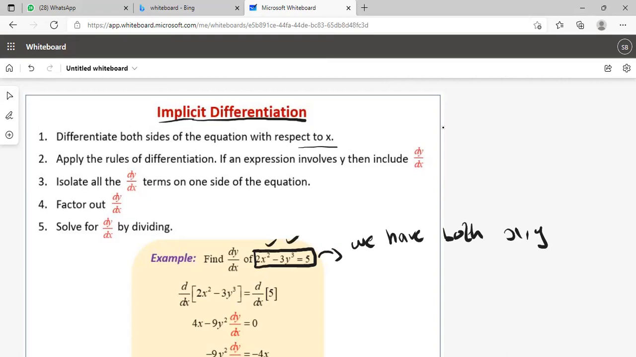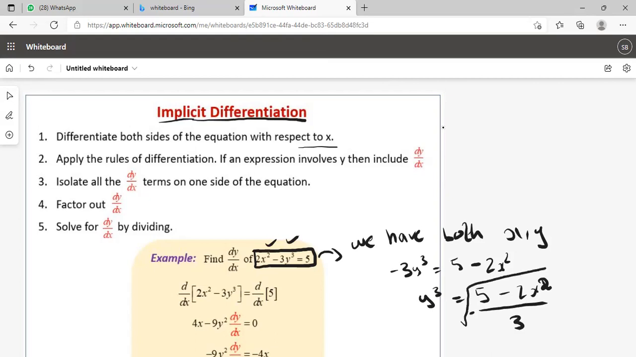We can make y the subject by simply doing: 3y cubed equals 5 minus 2x squared, so y cubed equals 5 minus 2x squared, divided by 3. We have minus here, and then we can use this. So in this example, we can make y the subject. This is not a difficult thing over here.